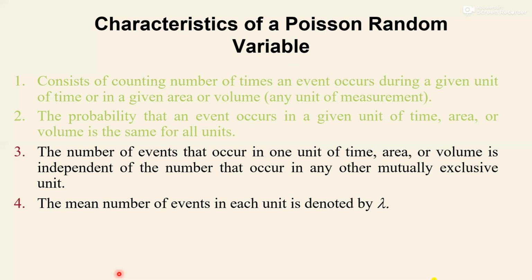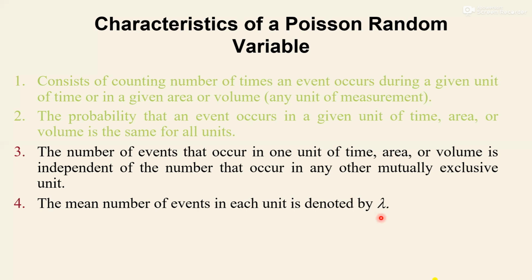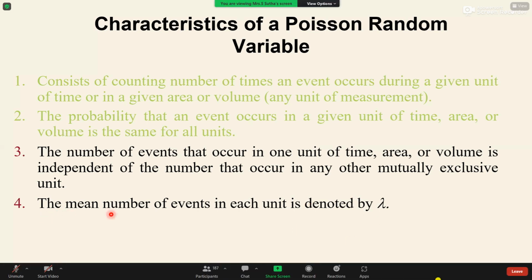The mean number of events in each unit is denoted by lambda. So in the binomial, we are looking at the number of trials and the probability of success. But in the Poisson, we are looking at the average number of events occurred in a particular interval, area, space, or volume. The mean number of events.